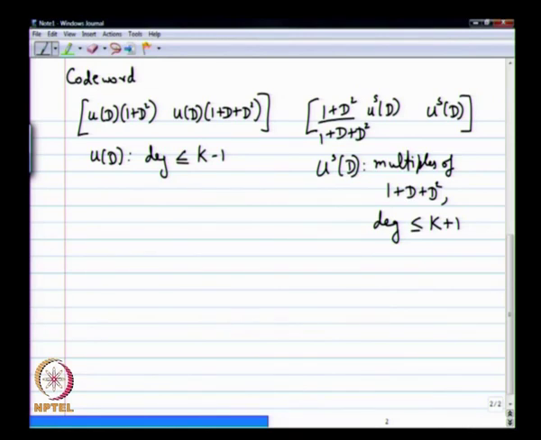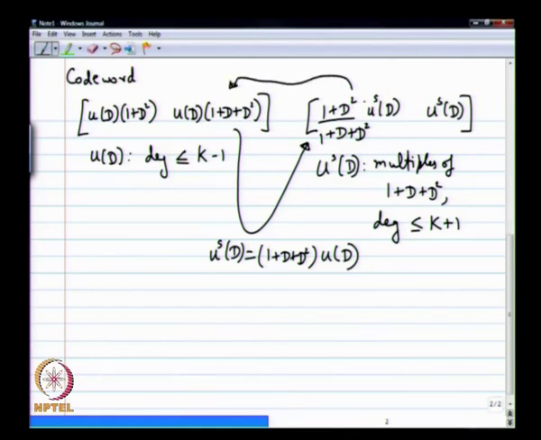It's very easy to come up with the message sequence which will give you the same code word for both cases. If I want this code word to be generated by this, I will simply set US of D to be 1 plus D squared times U of D. Nothing else will happen, and the fact that for any arbitrary US of D which is a multiple of 1 plus D squared, you can also get back, is also very clear. If you start on this side also, you can go back to this.